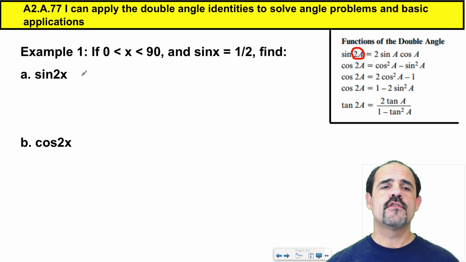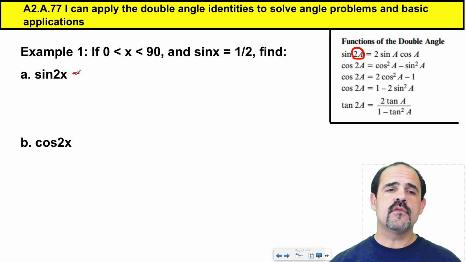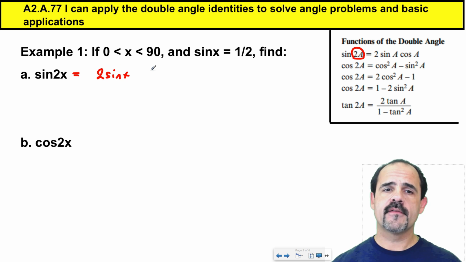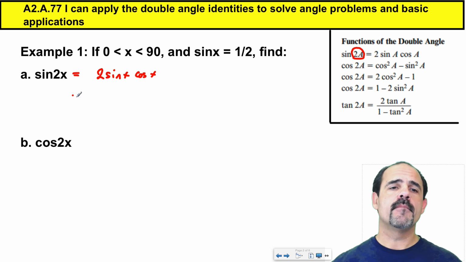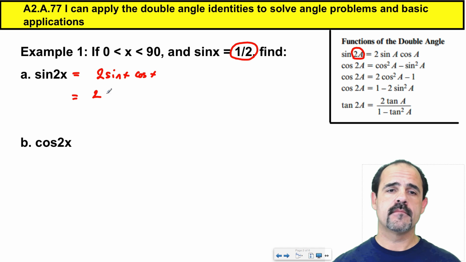Okay? So we know we can only use the sine of the double angle, and that's going to be 2 times the sine of x times the cosine of x, okay? Now, they give us the sine of x, we know that's a half, so we can plug that in.